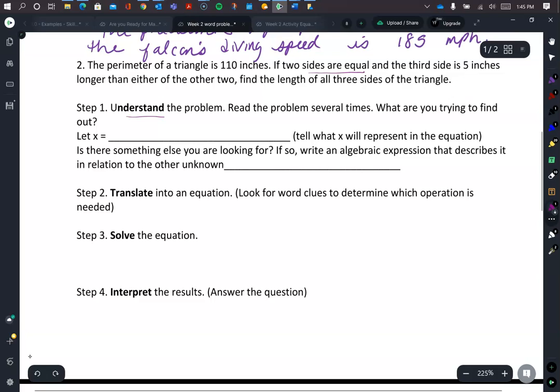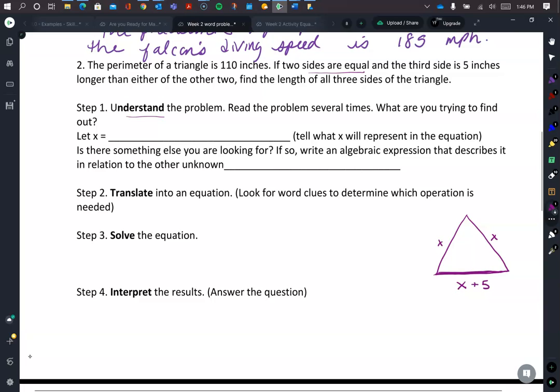So I think I'm just going to draw this a little bigger down here, so it looks a little more realistic. So I'm going to call the one I know least about, again, X. So the sides that are equal, I'm going to call X. And then the third side we know is 5 inches more than X. So that's X plus 5.